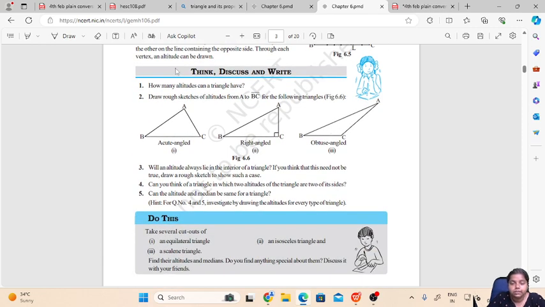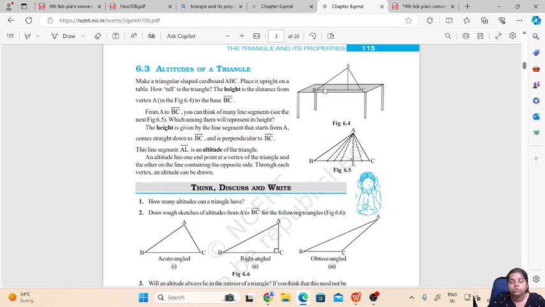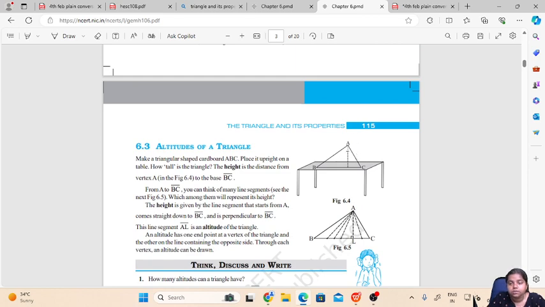So let's now solve this, discuss and write. How many altitudes can a triangle have? Here, see what happens. From where do we draw the altitude? From the vertex to the opposite side BC, correct? So from this vertex we can draw one. What about this vertex? From vertex C we can draw an altitude to the opposite side, that is AB, correct?